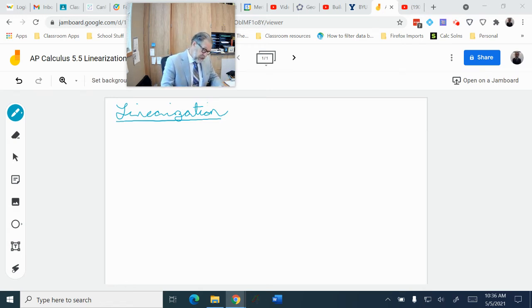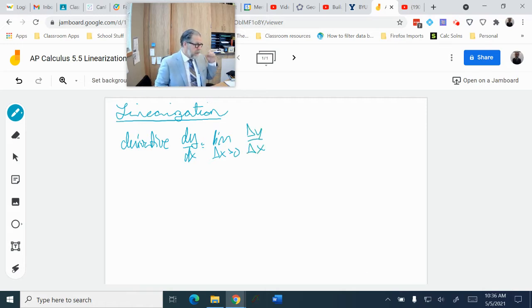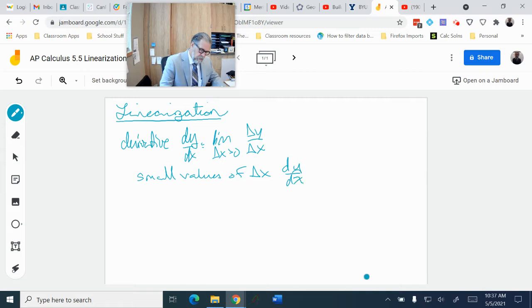So first thing, let's just have a couple definitions. The derivative. We know that the derivative dy/dx is the limit as delta x goes to 0 of change in y over change in x. But that means that if we're talking about small values of delta x, we could say that the derivative is approximately equal to the slope.